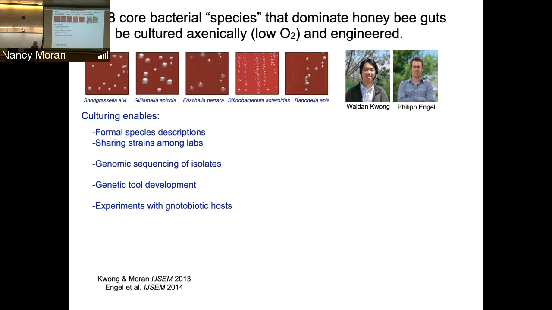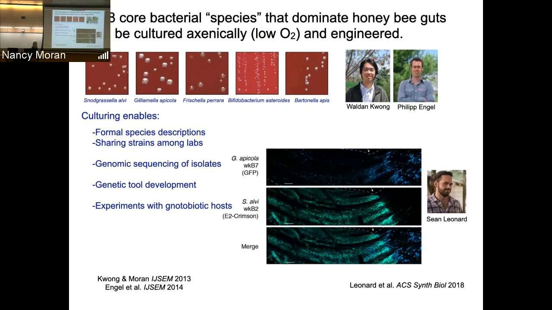We can sequence genomes of isolates, so we can get really well-known genomes, develop genetic tools, and do experiments with gnotobiotic hosts, so we can have known infections of known strains in a host and look at the effects. And this is just a picture. Another person who got involved more recently, a former grad student, Sean Leonard, developed the engineering tools, so adding different markers, and I'll talk a little bit more about what he did, but we can put in different markers and look at where they colonize in the gut and things like that.